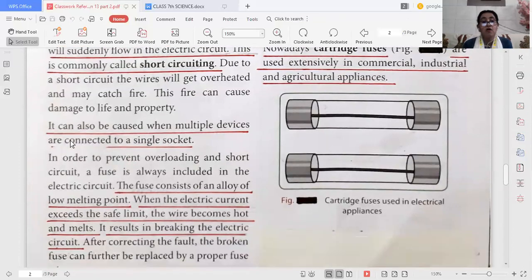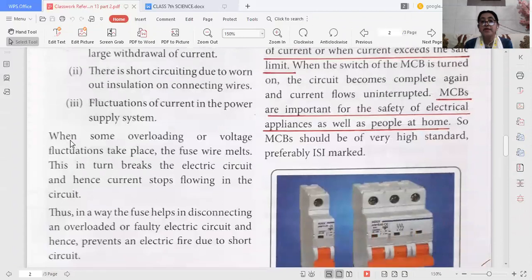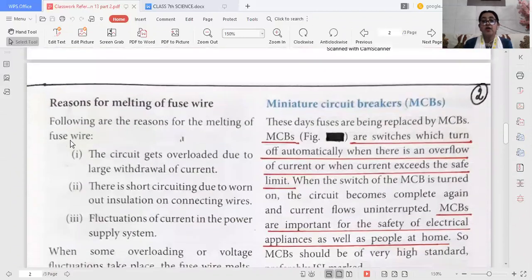The fuse consists of an alloy of low melting point. So that's why whenever there is overloading or short circuiting, this fuse wire, which is made of an alloy of low melting point, melts and breaks the circuit. The wire becomes hot and melts, and it results in breaking the electric circuit. After the fault is corrected, it can be replaced. Nowadays, we are also using miniature circuit breakers, MCBs.